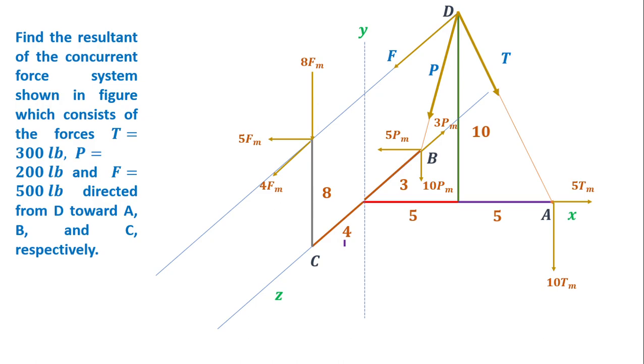We have to look for the resultant of the concurrent force system shown in the figure, which consists of the forces T, which is 300 pounds, P, 200 pounds, and F, 500 pounds, directed from D to A, B, and C, respectively. So this is the figure. Let's try to solve for the resultant of the concurrent force system. Upload your answer now to your Google Classroom. You will see there what to do. So that's it.